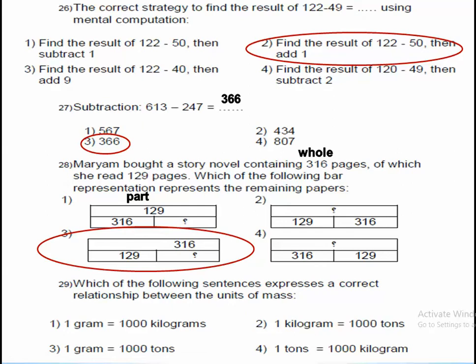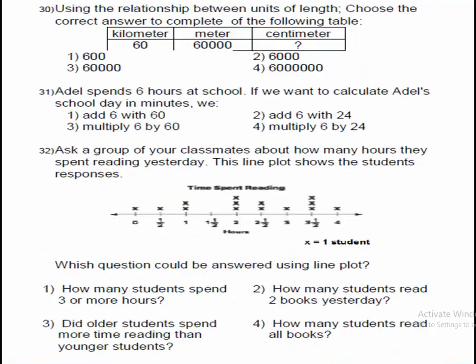Which of the following sentences expresses a correct relationship between the units of mass? Okay, we have here 1 gram equals 1,000 kilograms. No, not right. 1 gram equals 1,000 tons. Not right. 1 kilogram equals 1,000 tons. No, not right, because a ton is greater than a kilogram. 1 ton equals 1,000 kilograms, so this is the right one.